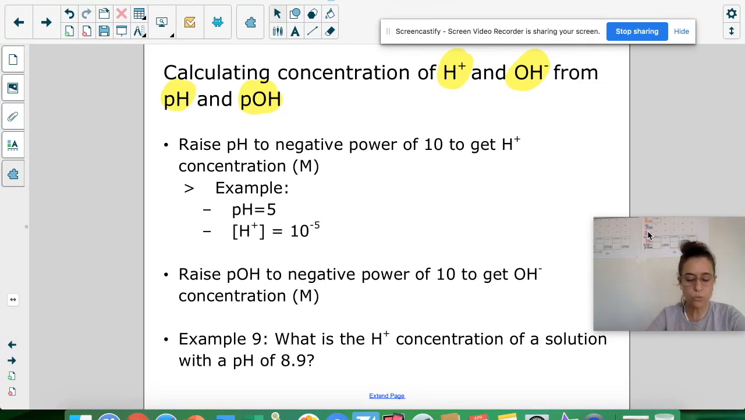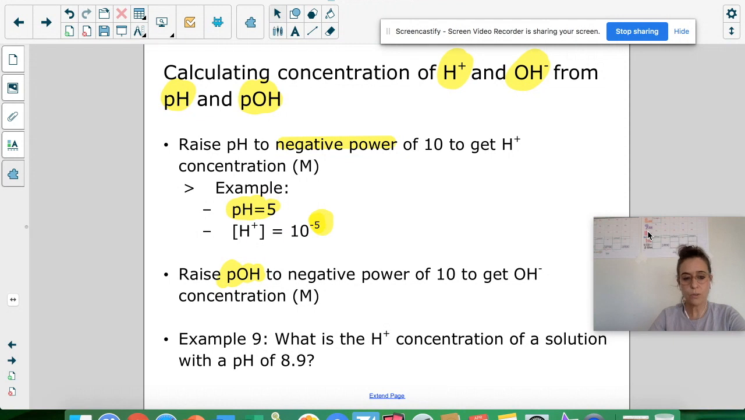What you need to do is raise 10 to the negative pH power to get the concentration of the protons. Okay? So for example, if the pH is 5, the concentration of the protons is going to be 10 to the negative 5th. So raise 10 to the negative pH to get the protons. If you want to do the same thing for the hydroxides, you raise 10 to the negative pOH to get the concentration of the hydroxides, okay?